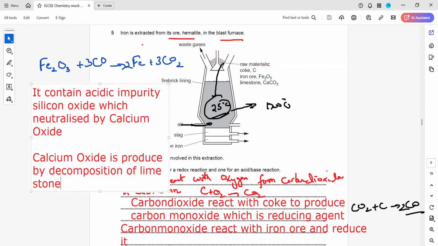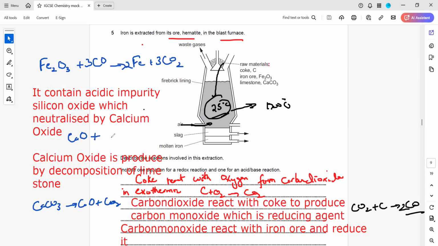And we have to write that equation as well for the formation of slag. So actually this happened first: the calcium carbonate, because of the heat energy, decomposes into calcium oxide and carbon dioxide. And that calcium oxide, which is a basic oxide, reacts with silicon 4 oxide, an acidic oxide, to form CaSiO3, which we also call slag.